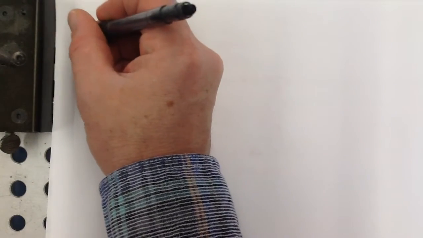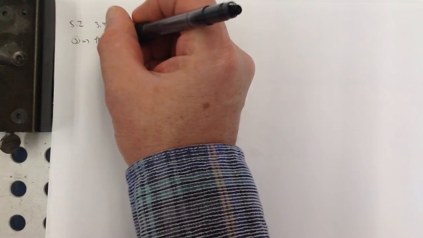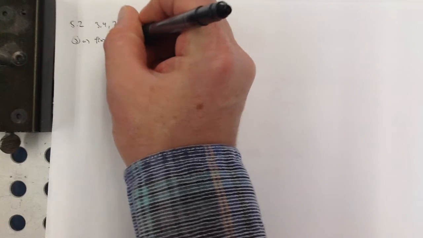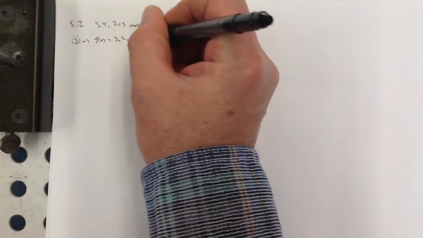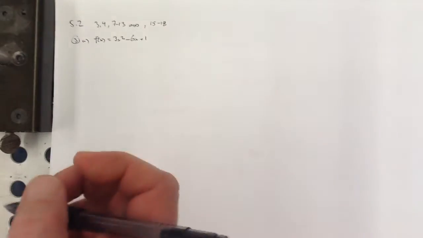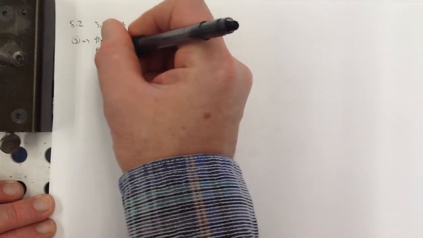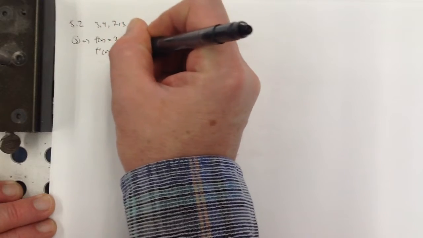Alright, I'm going to analyze the crap out of some functions here using calculus. So let's see, number 3. Use both the first and second derivative test to show that this function has a relative minimum at x equals 1. Okay, so let's see. First and second derivative tests, I guess I'm going to need the first and second derivatives, probably.